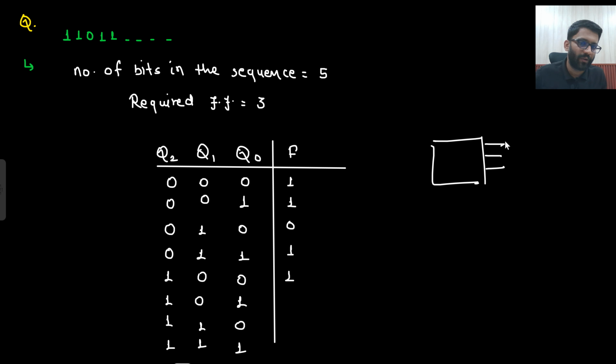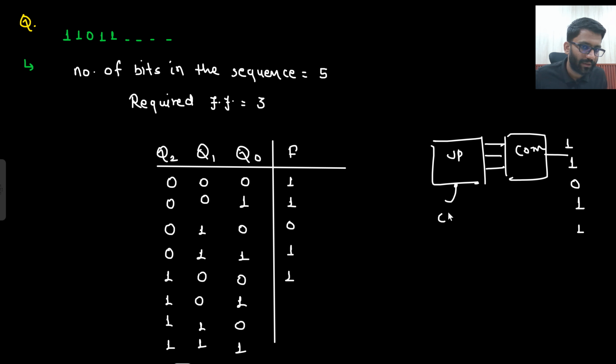There are 3 output bits. This is your combinational circuit. This is your up counter. 0 0 0 is coming, output should be 1. 0 0 1 is coming, output should be 1. 0 1 0 is coming, output should be 0. 0 1 1 is coming, output should be 1. 1 0 0 is coming, output should be 1. But in this up counter, I will use a clear input, which will make sure that these conditions do not even occur. Say yes or no.